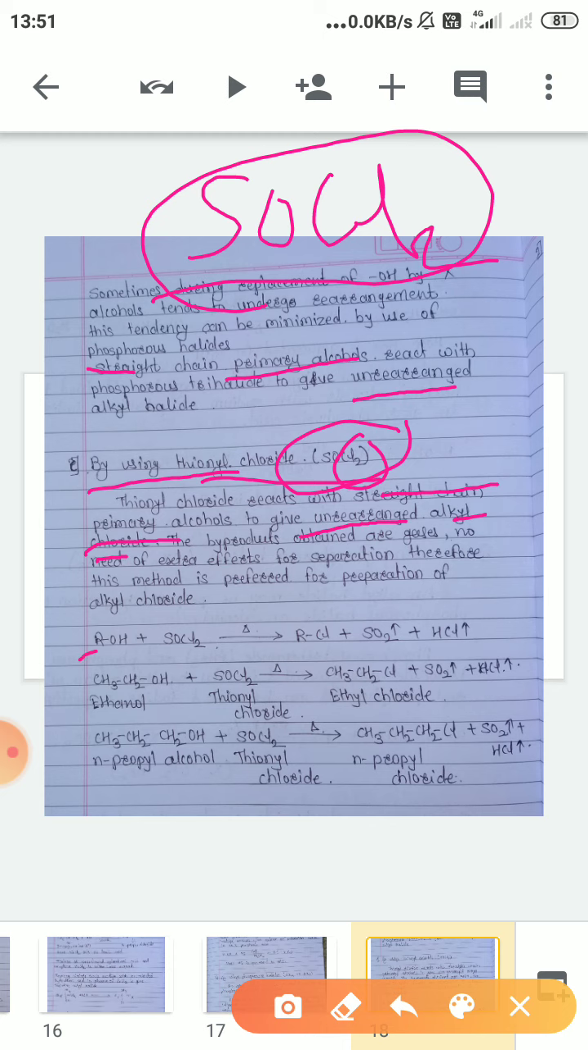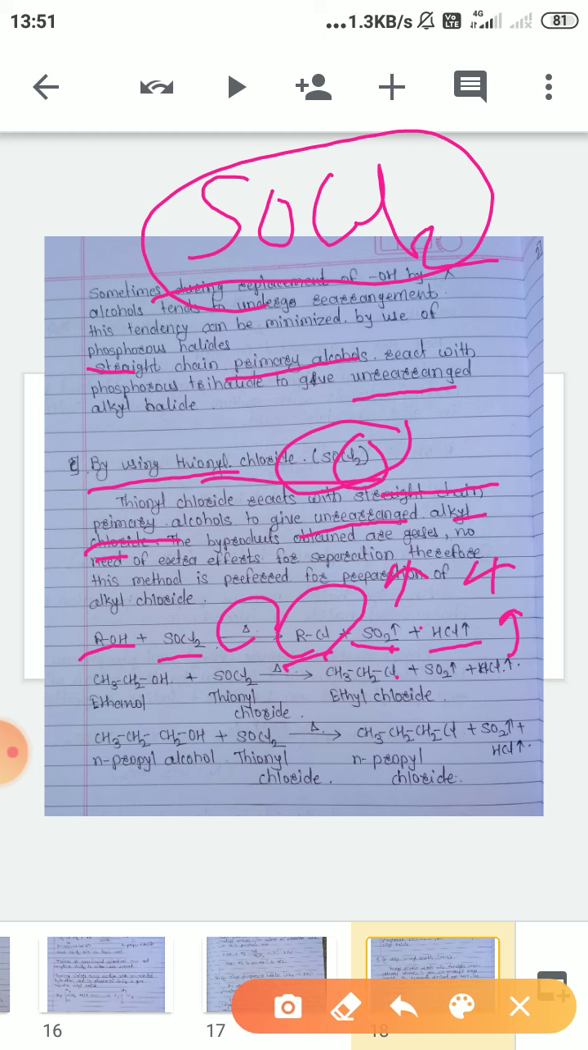Now see, when alcohols are heated with thionyl chloride, it gives alkyl halide with elimination of sulfur dioxide and HCl. Here both are denoted by an upward arrow, which means both are in gaseous state, that is sulfur dioxide is in gaseous state and HCl is also in gaseous state. Therefore there is no need to take separate efforts for the separation of alkyl halides, as the byproducts are gaseous, and therefore this method is preferred for the preparation of alkyl chlorides.